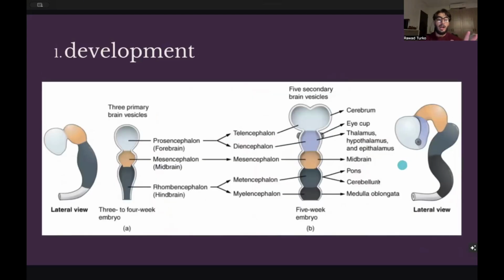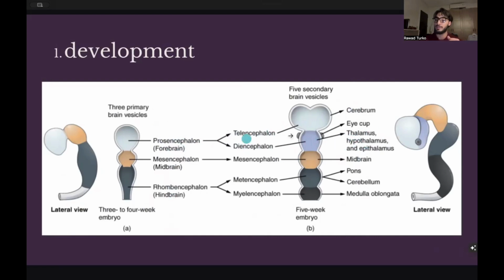Okay, now the neural tube eventually is going to form three primary brain vesicles, which are then going to transform into five secondary brain vesicles. So we have the prosencephalon, which is another word for forebrain. We have the mesencephalon, which is another word for midbrain, and we have the rhombencephalon. The prosencephalon eventually is going to form the telencephalon, which gives rise to the cerebrum, and the diencephalon, which gives rise to the thalamus, the hypothalamus, and the epithalamus.